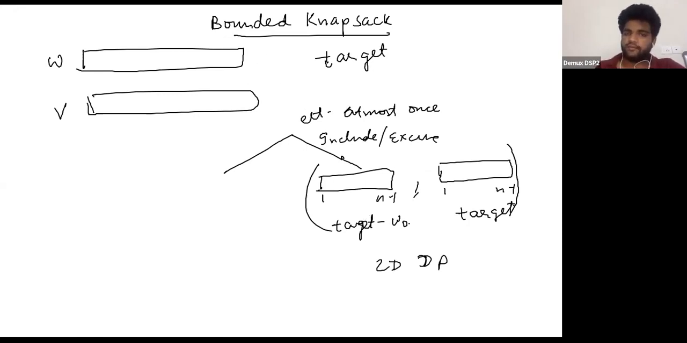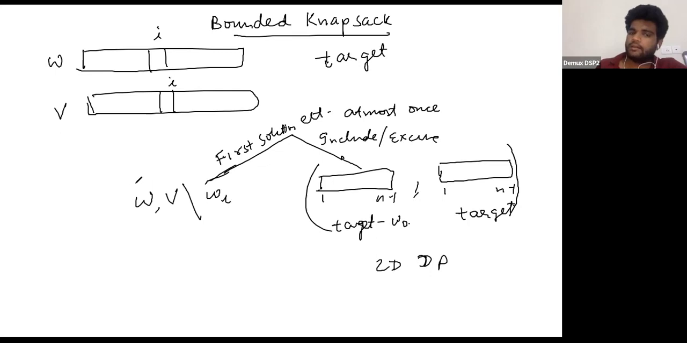What is the other type of decision we were making? We were talking about looking at the first solution, right, Karan? So let's try the first solution. What will be the sub problem? Let's say we chose I. What sub problem will you be left with? You will be left with the entire W V array except WI, right? And T minus WI.